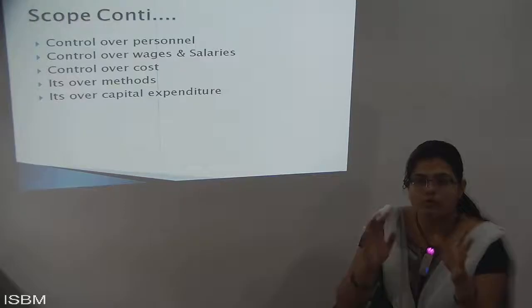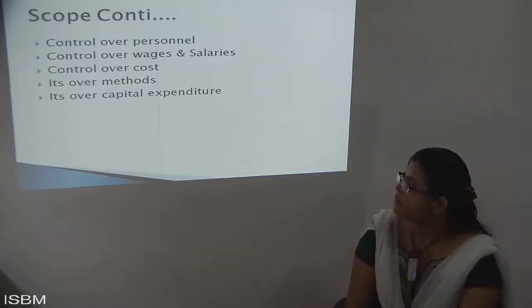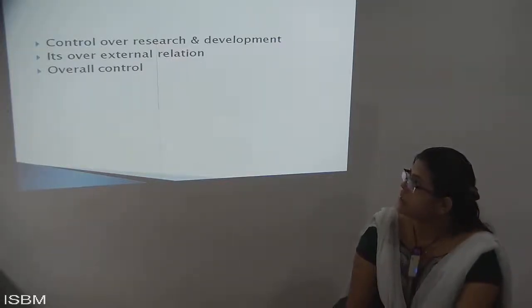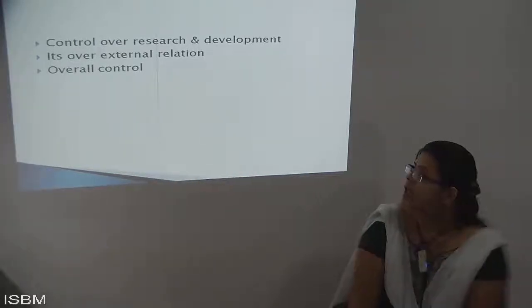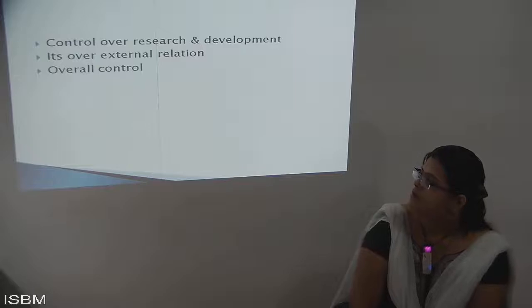Next, it should cover all the methods. One type is capital expenditures. Next, you need to identify the R&D cost. Then after, one more type is external relations.